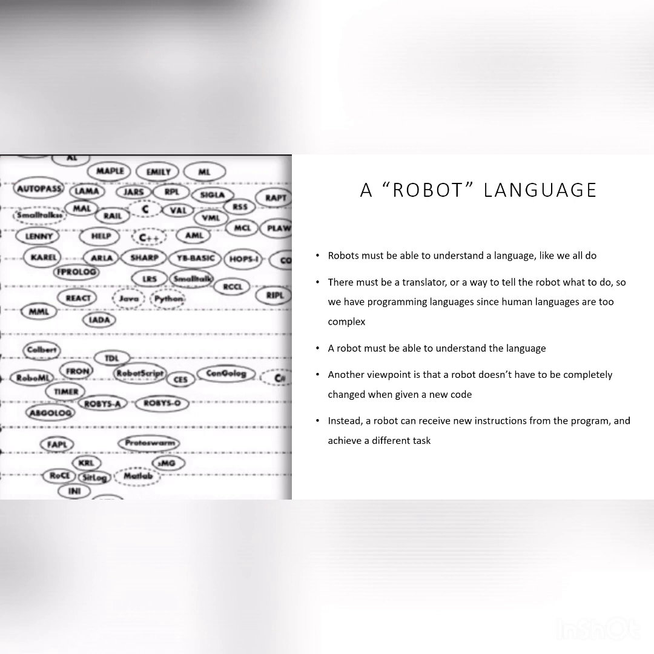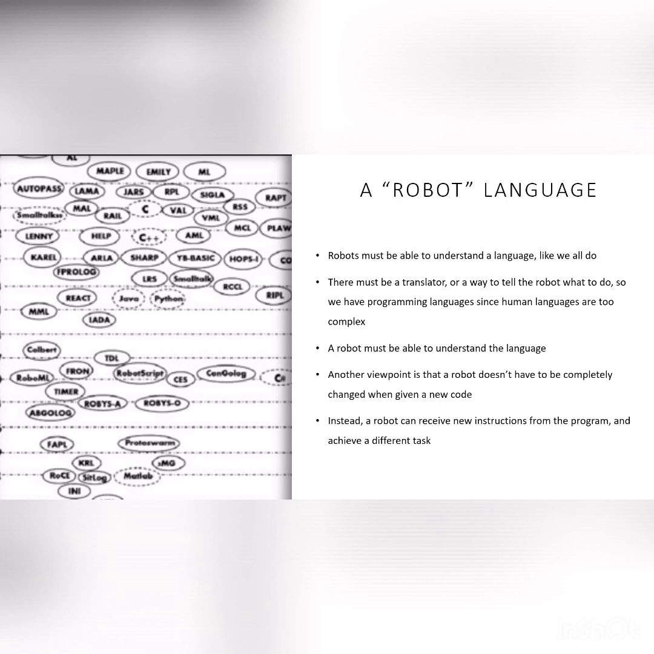A robot language. Robots must be able to understand the language like we all do. There must be a translator or a way to tell the robot what to do. So we have programming languages since human languages are way too complex for robots to understand. A robot must be able to understand the language.